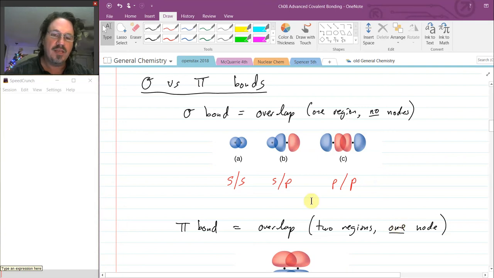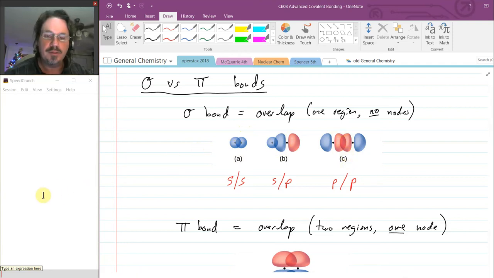Here are two s orbitals, one atom on the left, one atom on the right. Remember, s orbitals are spherical. As they come together, they start to overlap in this single region, this darker area in between. Here I'm doing an s with a p, but again, the overlap is just a single region, or maybe two p's, a single region of overlap. All of those would be called sigma bonds.